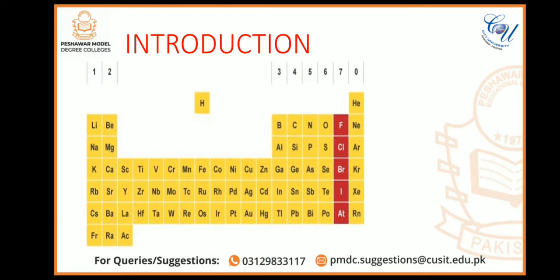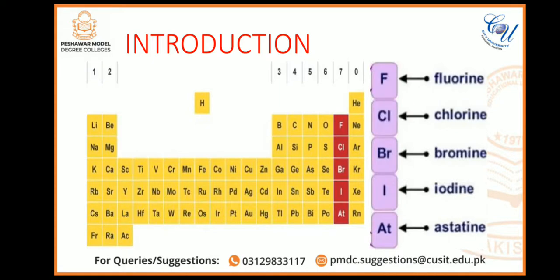Halogens are elements of group 7 of the periodic table. They are fluorine, chlorine, bromine, iodine, and astatine. Among them, astatine is a radioactive element. They are called halogens because of their salt-forming tendency.